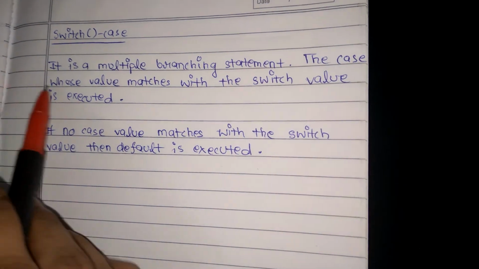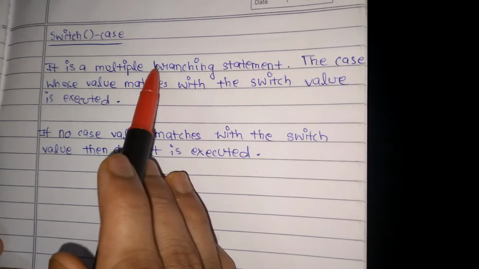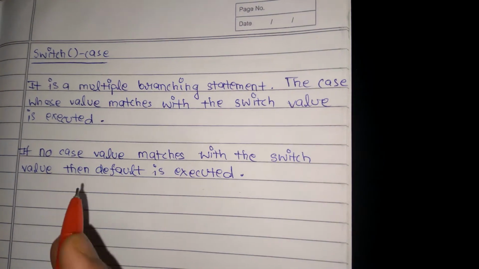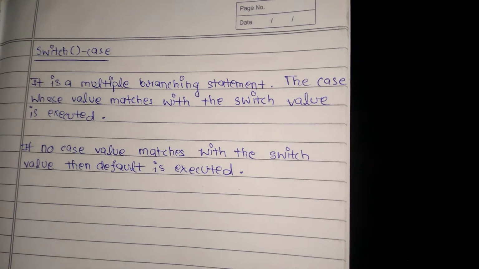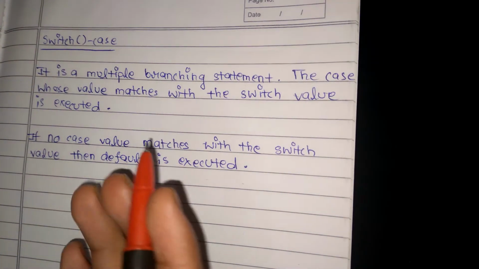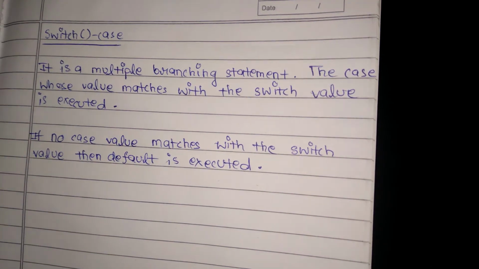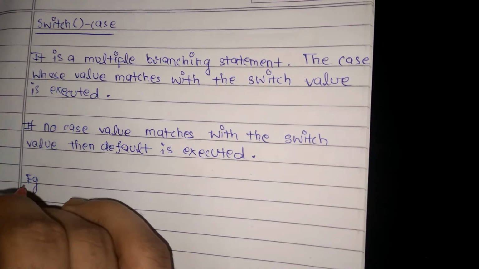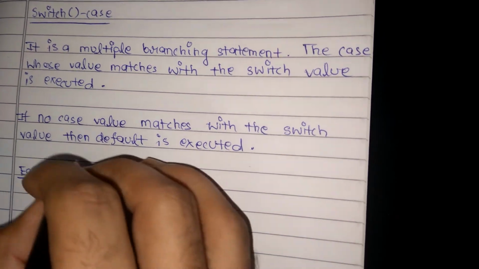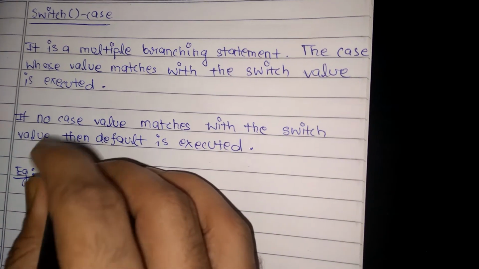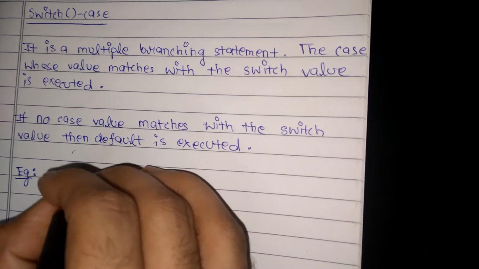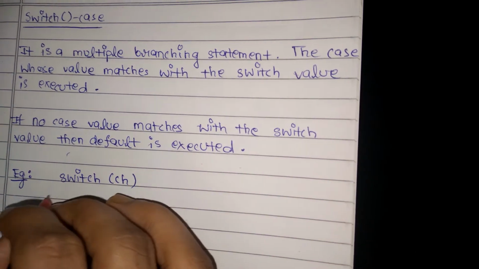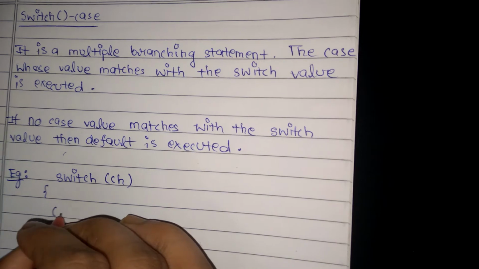So friends, here it is written that it is a multiple branching statement. It means that you can get many answers to your questions, as you can give many options and select only one of them. I will give you an example and show how it works. Now my example is switch ch, then case 0.